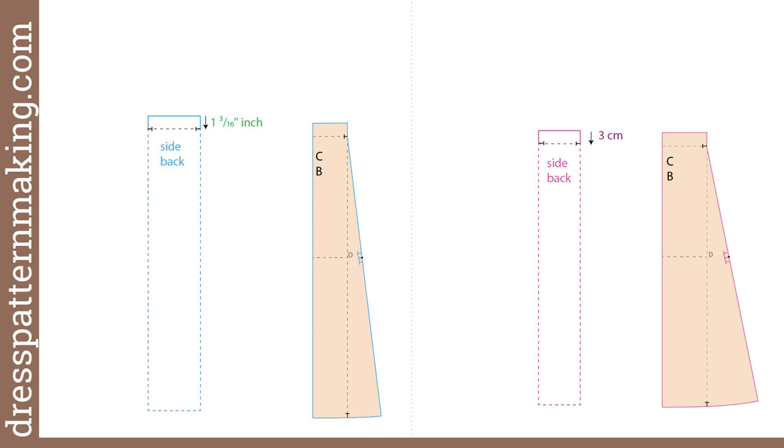If you aren't going to have the rectangular bit of shaping, you can ignore this and you will draw your side seam lines from the empire line. So draw a horizontal line parallel to the empire line, 1 3/16 of an inch below it or 3 centimetres below it, and place a notch mark at both ends of that line.